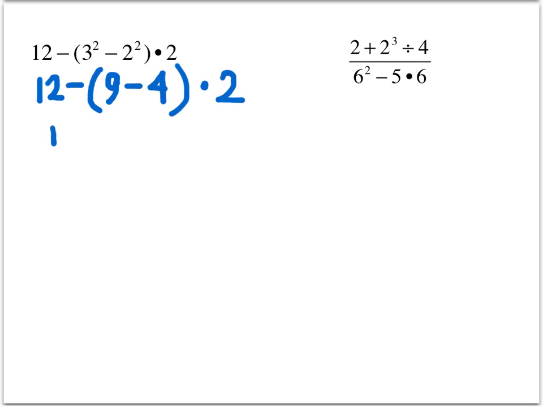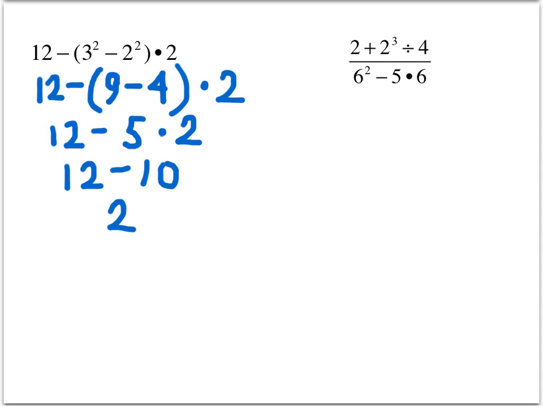Now I still need to do the parentheses first. So 9 minus 4 is 5. And then I have my times 2 there. Now, it's tempting for a lot of students to do the 12 minus 5, but my next step should actually be the 5 times 2. 5 times 2 is 10, and then I have 12 minus 10, which is 2. There's my final answer for that particular problem.